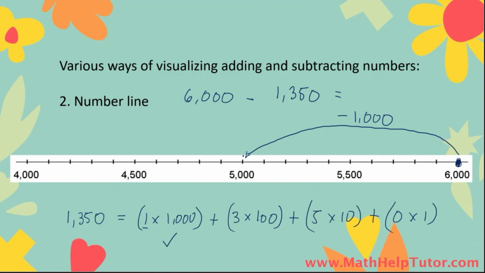So what we do is we subtract 3 100s. That's 1 100. Here's another 100. And then we subtract the final 100. Now we know that we are at 4,700. Okay, this is 4,500, this is 4,600, this is 4,700. So we're now done with the 3 100s. Let's now go to the 5 10s.